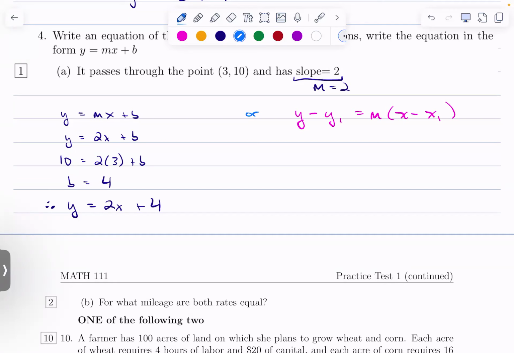So you could use the point slope form of the line, and you could say, okay, well then y minus 10 is equal to 2 times x minus 3. And then you move it into the y equals mx plus b form by saying y is 2x minus 6 plus 10. So y is 2x plus 4. Either way will work, right? You don't have to do both, obviously.